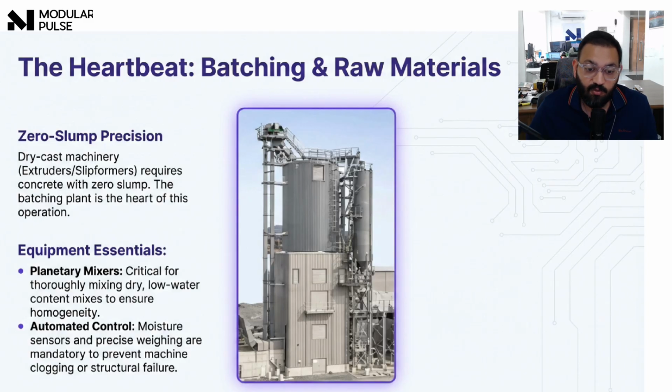Planetary mixers are commonly used because they can mix very dry concrete uniformly. The batching plant sets the production rhythm of the factory. If the batching stops, everything stops. That's why this system is often called the heartbeat of the precast plant.